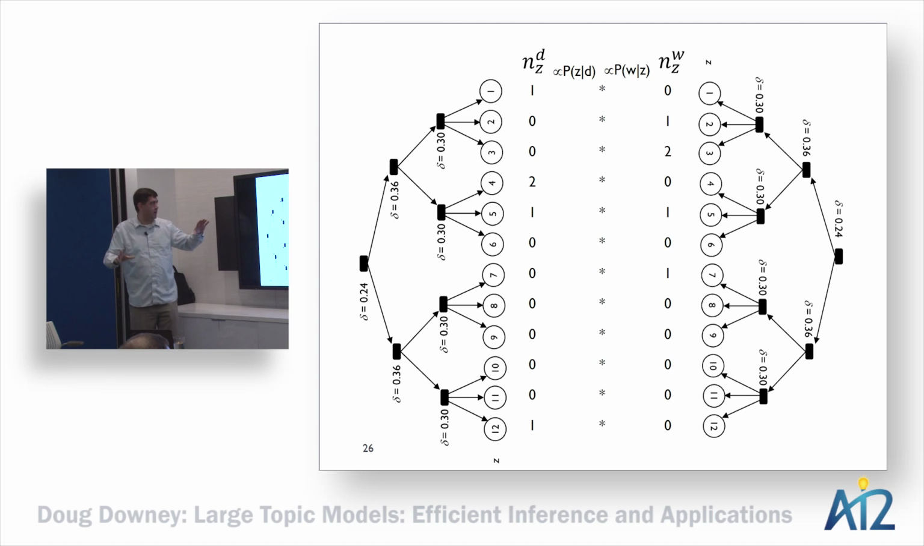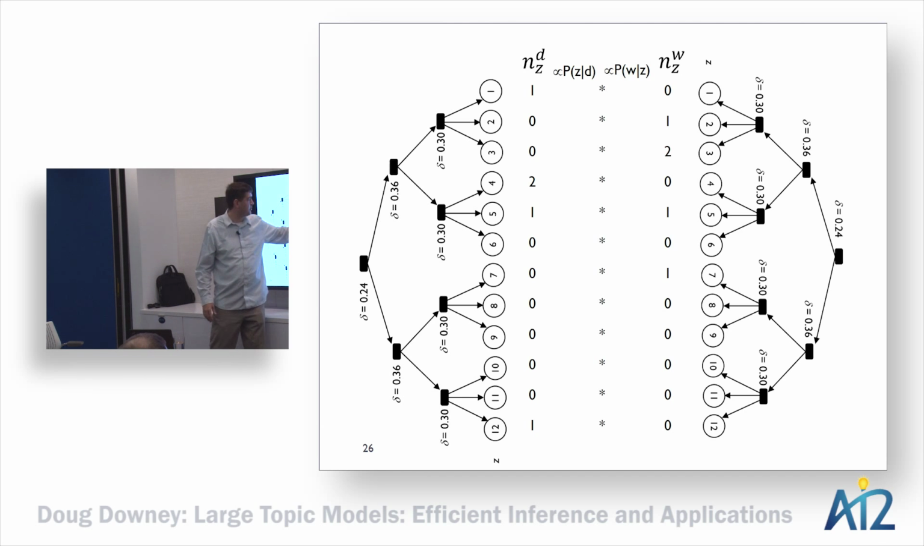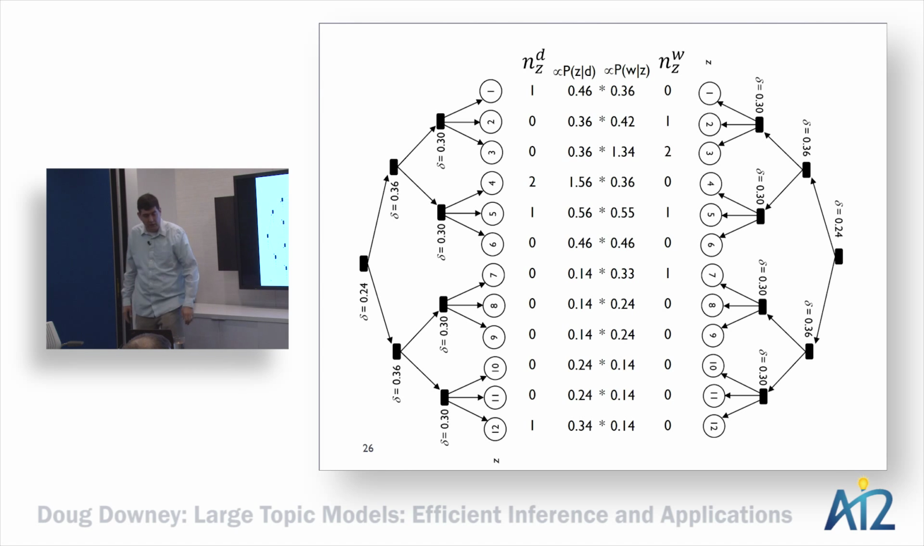We have 2 Sparse Backoff trees, right? This is the one that tells us what the document tells us about the topic. This one tells us what the word tells us about the topic. They're different, right? Their counts are different. Our task is to multiply these things.